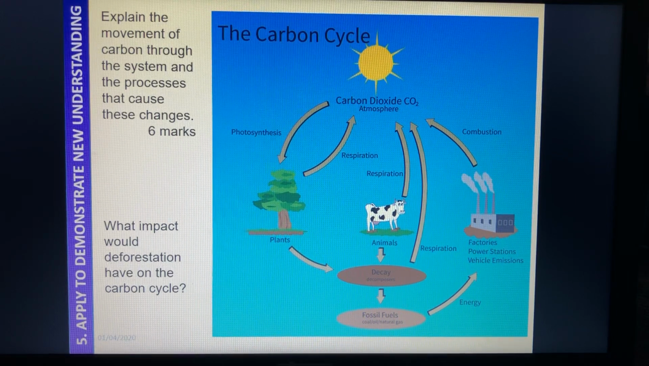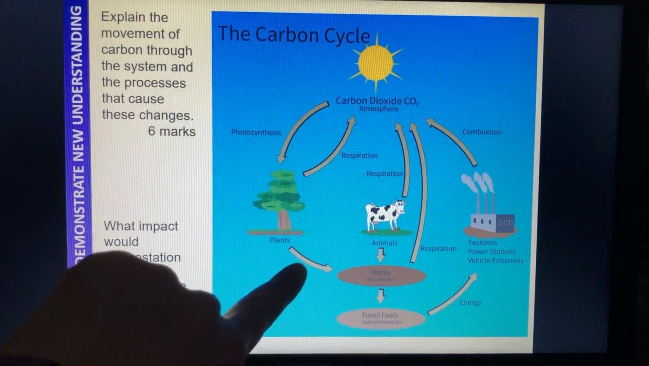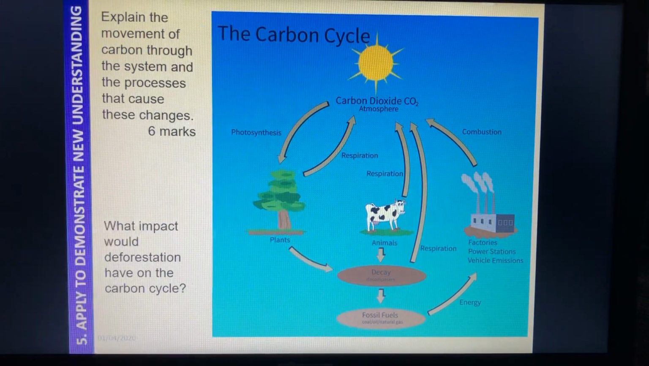Now on some pictures of the carbon cycle you'll see from plants and animals here, it will say death on the arrow because they're the only arrows that actually aren't labelled, okay? So when plants and animals die, their bodies go into the ground and they decay.